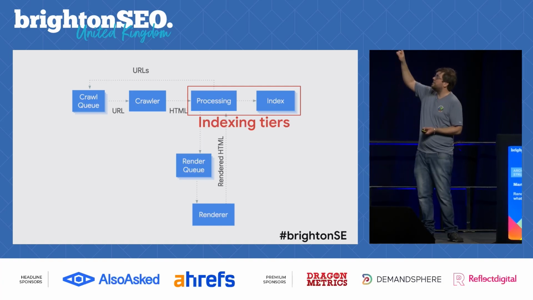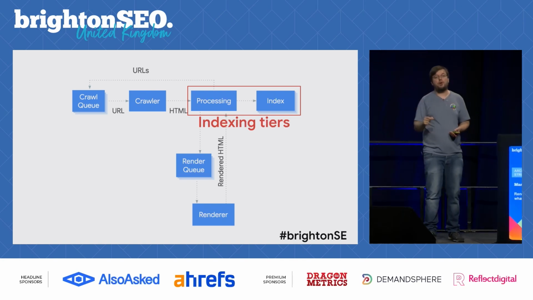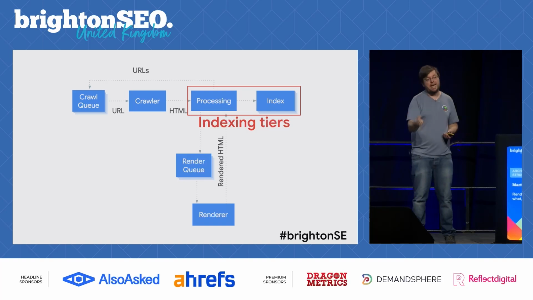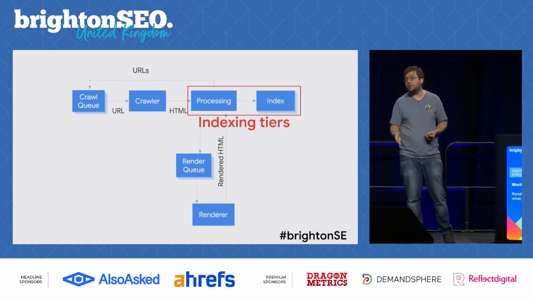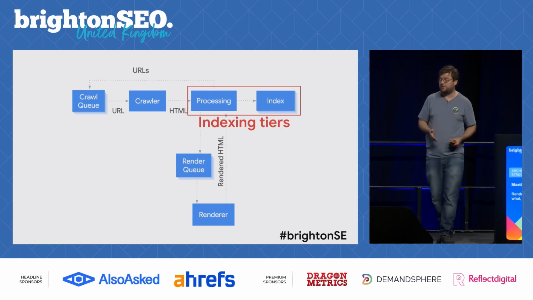And if you look closely, realizing that everything goes through the render queue and the rendered HTML is what we're going to look at at this point, we don't know which content has been added by JavaScript, nor do we care. Content on a page is content on a page. We don't care if it comes from JavaScript or it doesn't come from JavaScript.